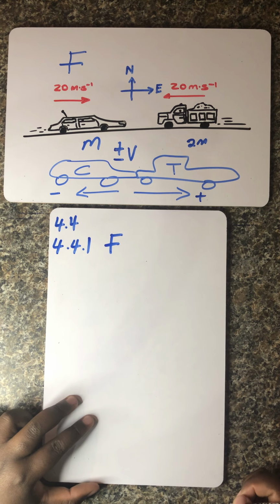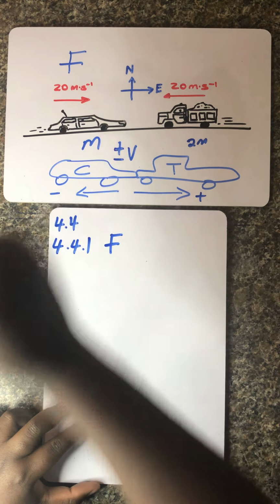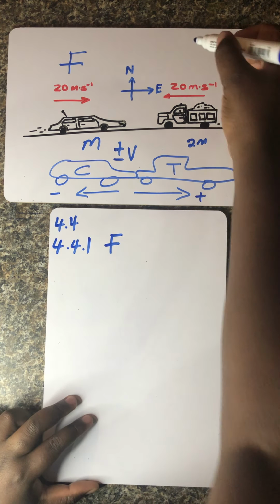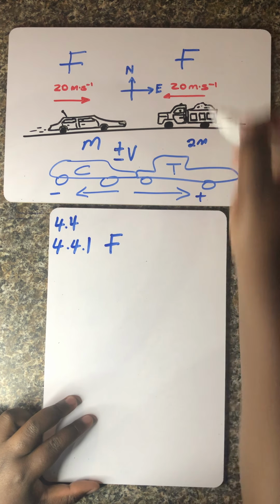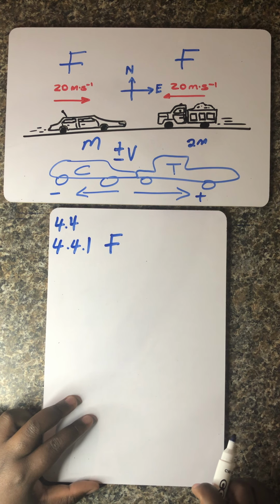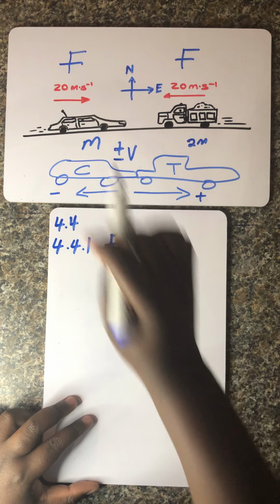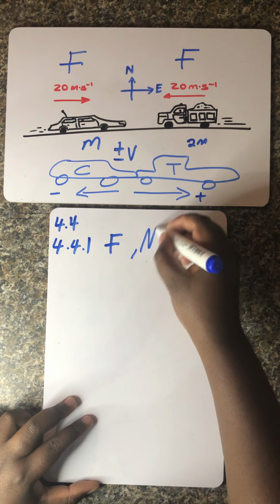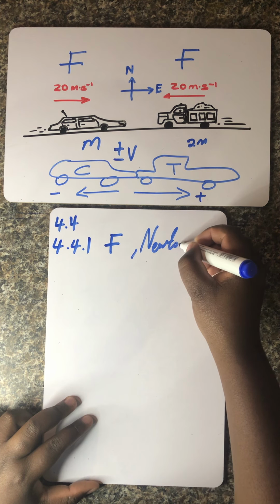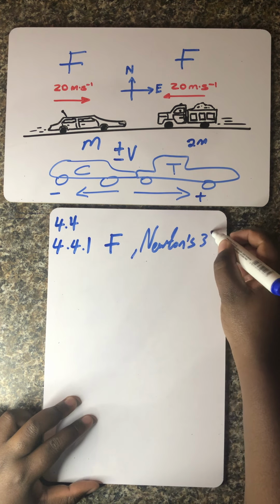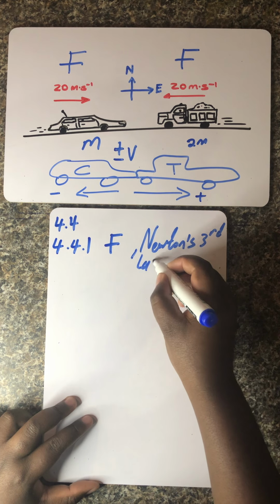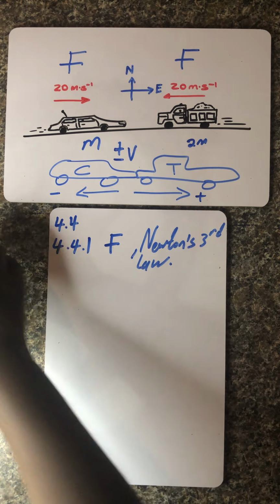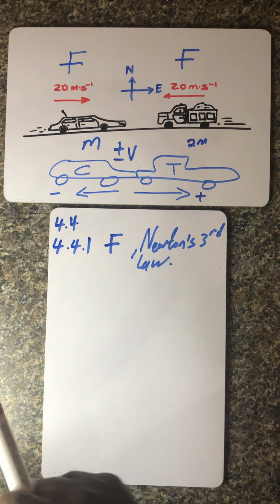If this car is exerting a force of F on the track, that means the truck is also exerting the same amount of force on the car. Why is it the case? It's because of Newton's third law. I'm giving you a challenge to go and read about Newton's third law and check if this will make sense.